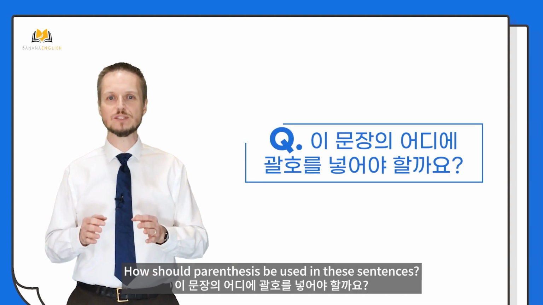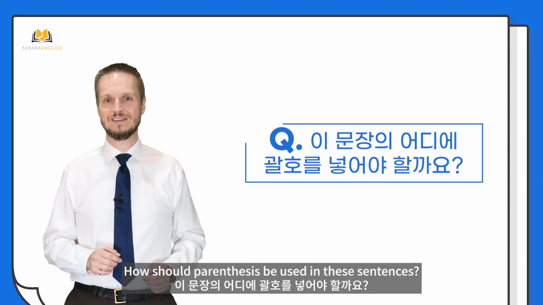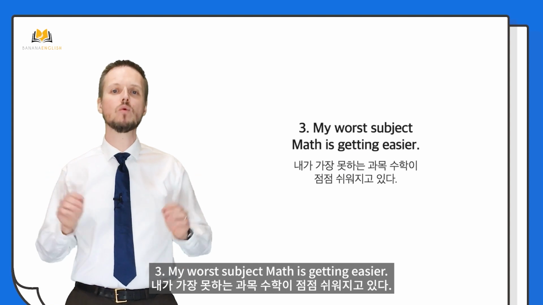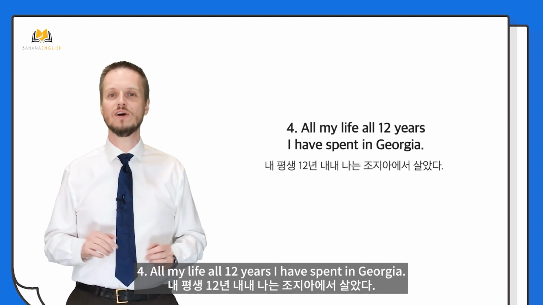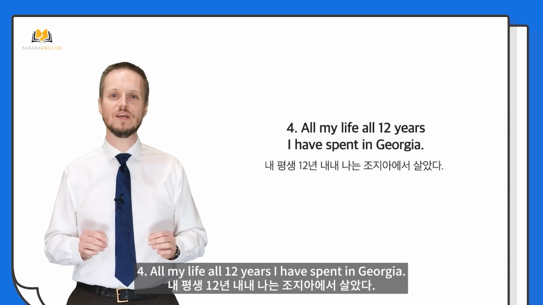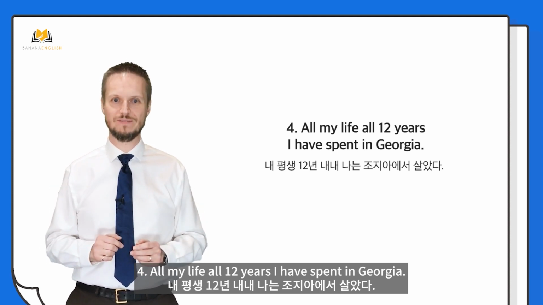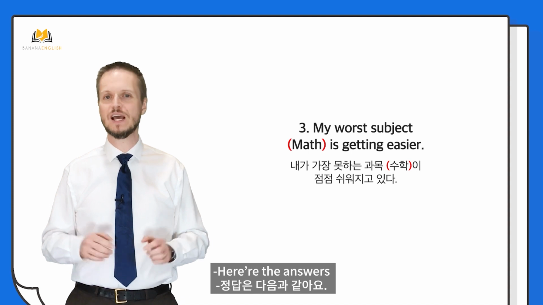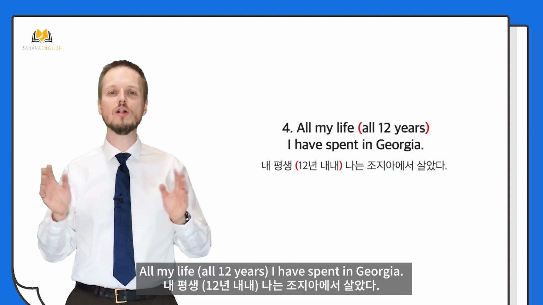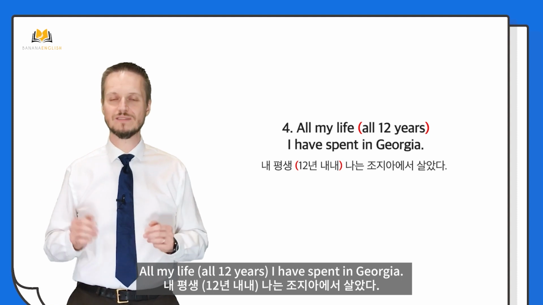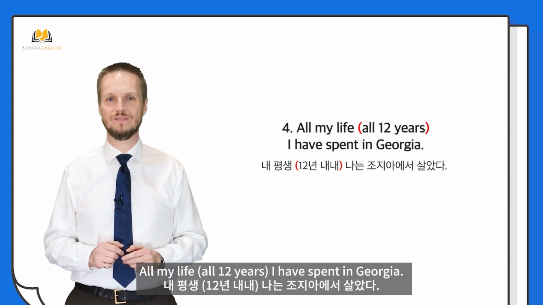How should parentheses be used in these sentences? 3. My worst subject math is getting easier. 4. All my life all 12 years I have spent in Georgia. Here are the answers. My worst subject (math) is getting easier. All my life (all 12 years) I have spent in Georgia.